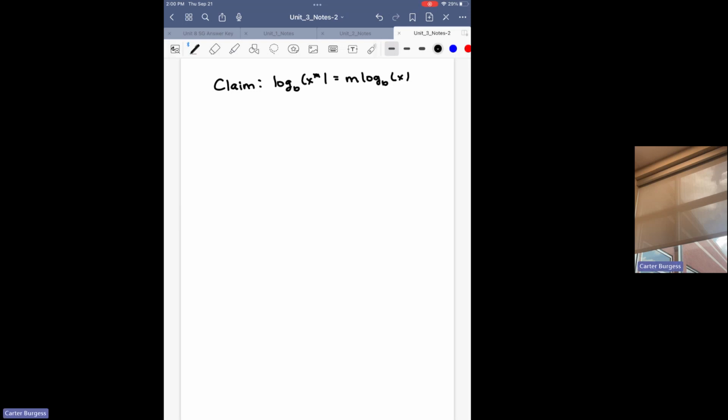And so how are we going to go about and show this? It's actually a pretty straightforward, I say with a little bit of an asterisk, but a pretty straightforward application of our product rule. So let's suppose that we have, well, consider log base b of x to the power of m. What is x to the power of m? What does that mean? Just thinking back to our super basic understanding of exponents, if I have x to the power of m, what is that telling me to do?